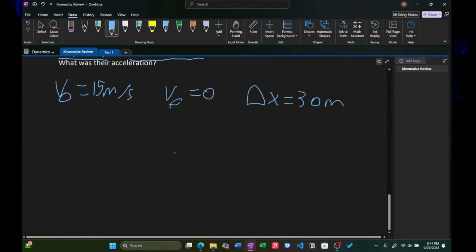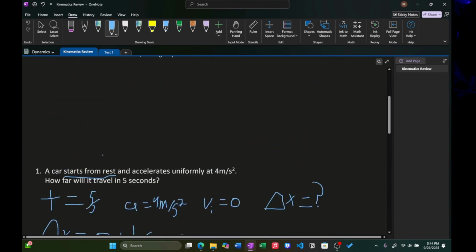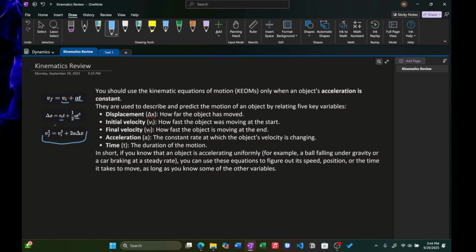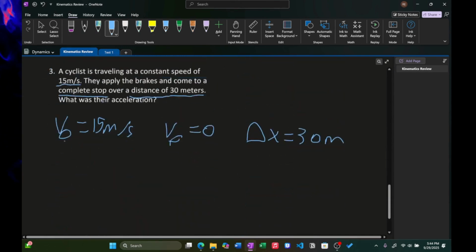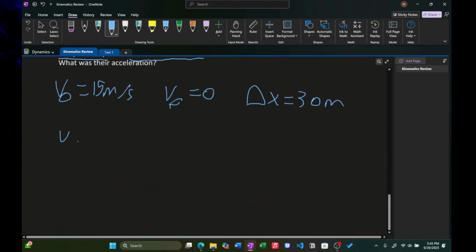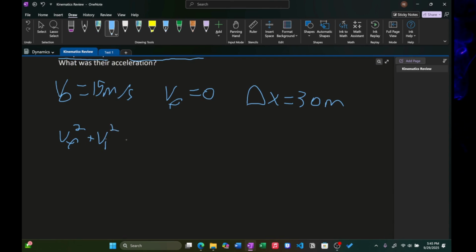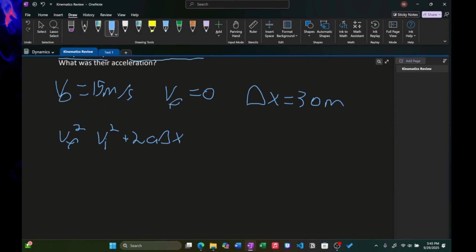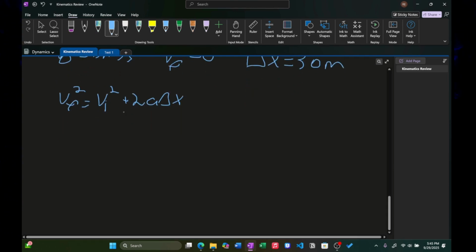So we need to use one of the equations of motion. Let's see if we can figure out which one. This equation right here is the only one that we have not used as of yet, so let's try to use this one. This would be vf squared equals vi squared plus 2a delta x. Sorry, I put plus, this is equals. All right, let's just plug in our values.